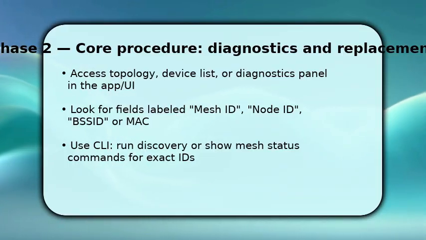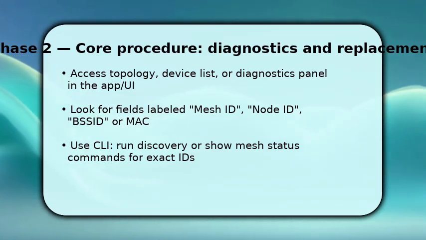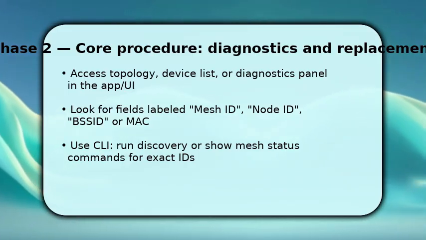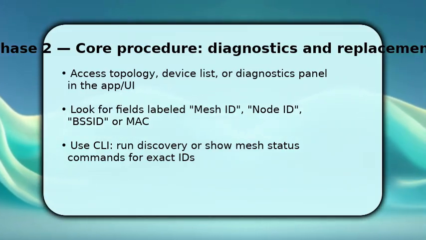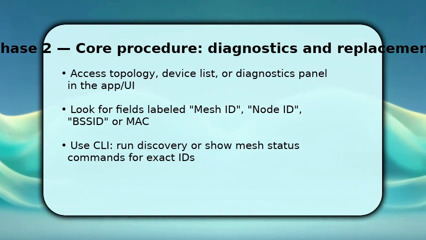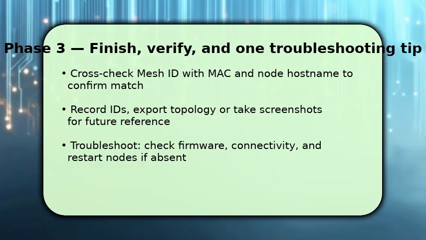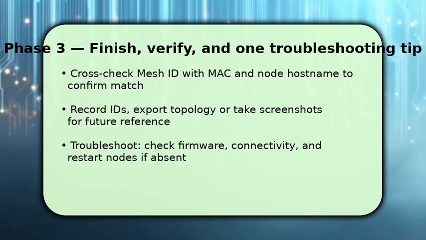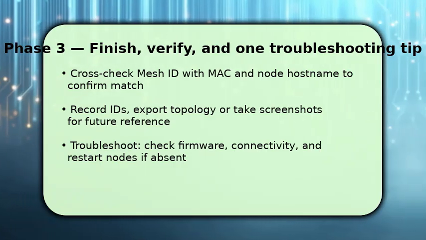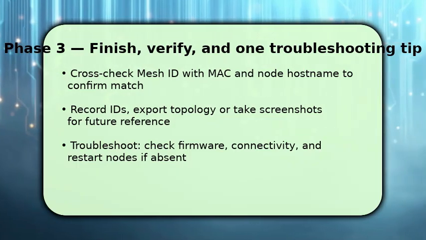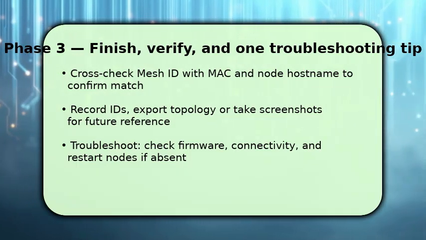Make sure to expand device details or click the info icon to reveal full strings. If the UI truncates values, switch to the CLI and run the vendor-specific discovery or show mesh status command. This provides the complete ID and associated IP for cross-reference. To finish, verify the mesh ID by cross-checking it with the MAC address and hostname so you know you've got the right device. Once confirmed, record the ID in notes, export the topology, or capture screenshots for administration tasks later.